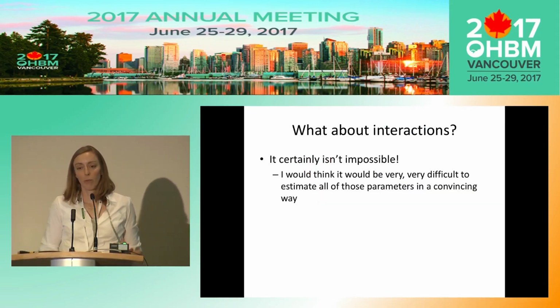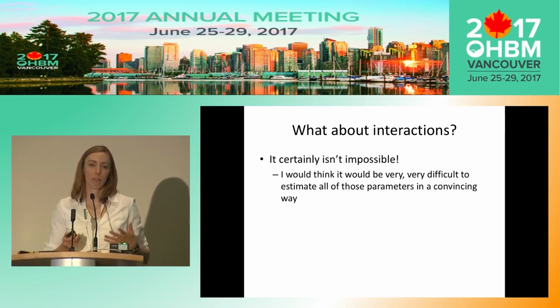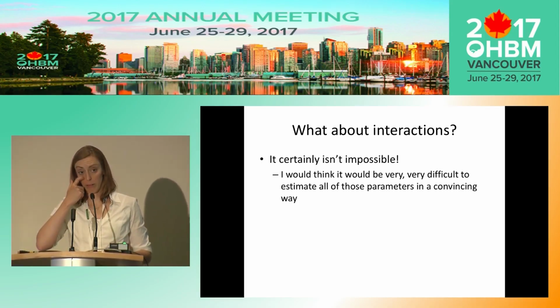Okay, so in terms of powering interactions, it's not impossible. For the grant I was recently working on, we didn't have pilot data. I wasn't comfortable making up those numbers. I tried a couple of different ways of doing it, trying to reduce the parameters. I was like, you know what, this is ridiculous. I'm just not going to be able to do it.